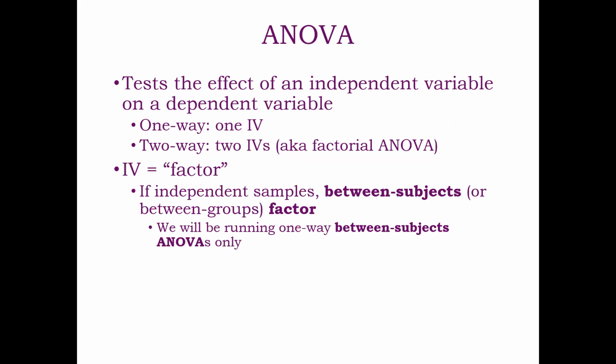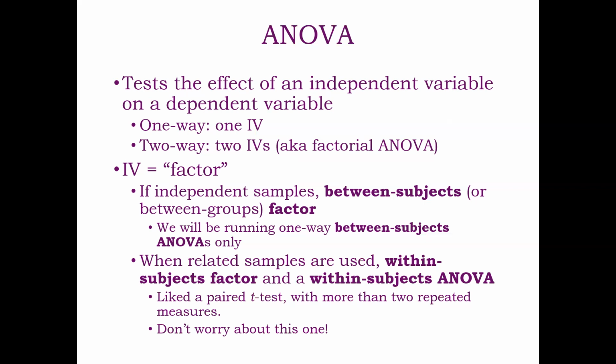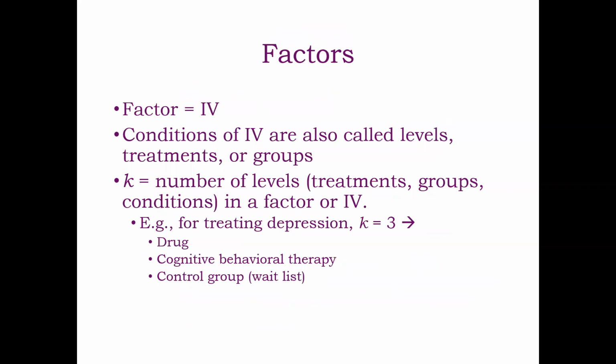You cannot have the same people in the different groups or people who could be expected to respond in the same fashion. You can also use related samples in ANOVA, and it's called, in that case, repeated measures ANOVA or within subjects ANOVA. You don't need to worry about this one for this course. So factors. Factor just means an independent variable. Okay, it's just anything where you have groups of people, right? So conditions of the independent variable are called levels, treatments, or groups.